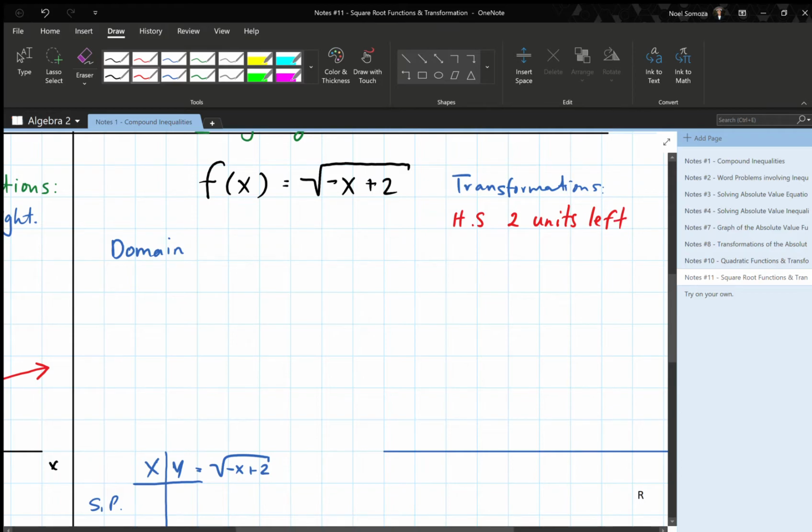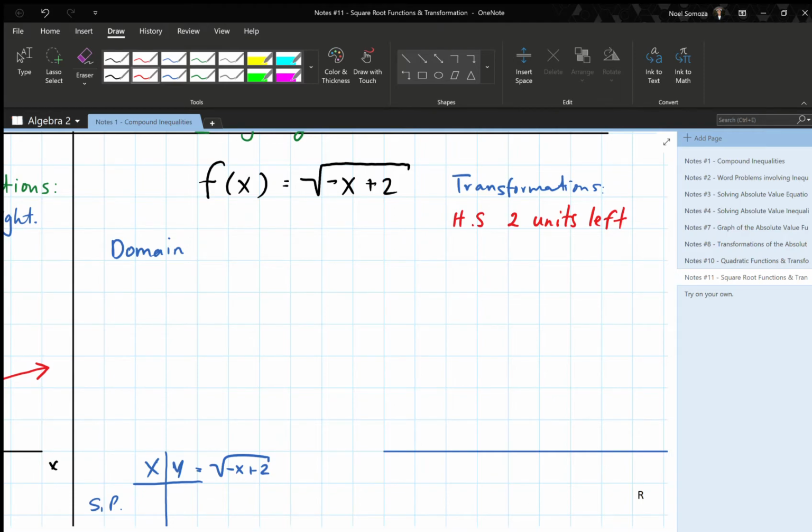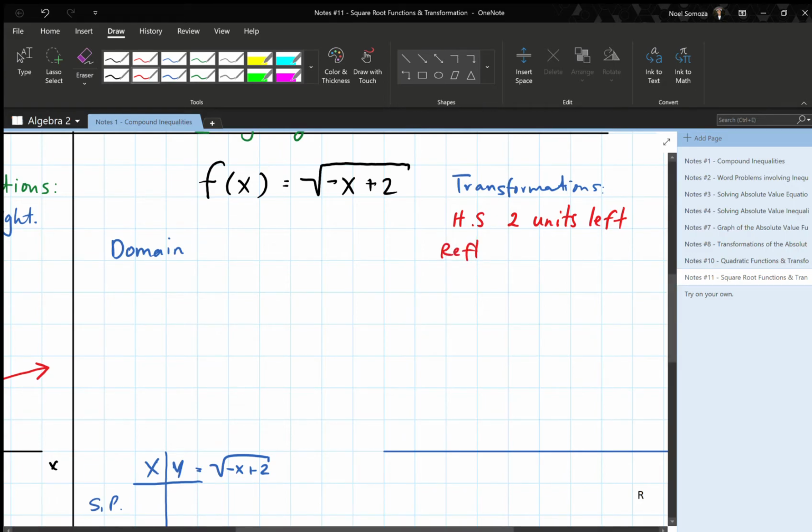Okay, and then what happens? X-axis? Y. Yeah, because the negative is inside the function, right? Okay, so then if we have a reflection across the y-axis.